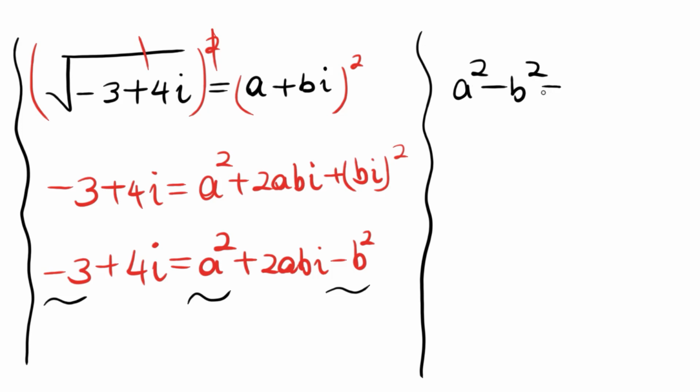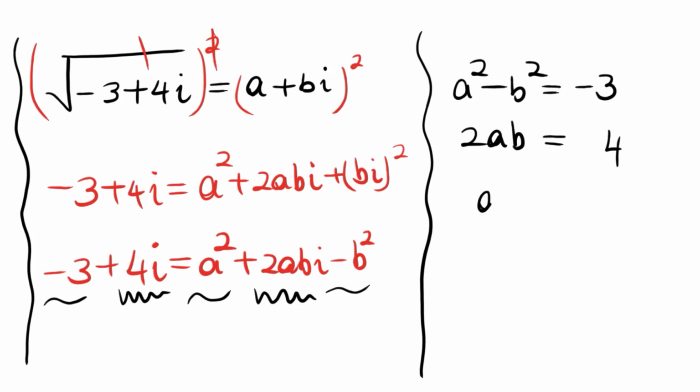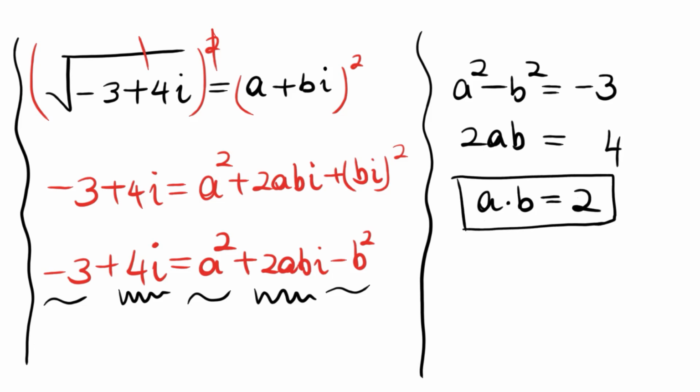minus b squared is equal to negative 3, and the imaginary parts here, this is 4, and the right hand side, that is 2abi, so we have 2ab. Cancelling by 2, we can write a times b is equal to 2. We have a times b is equal to 2, and a squared minus b squared is equal to negative 3.